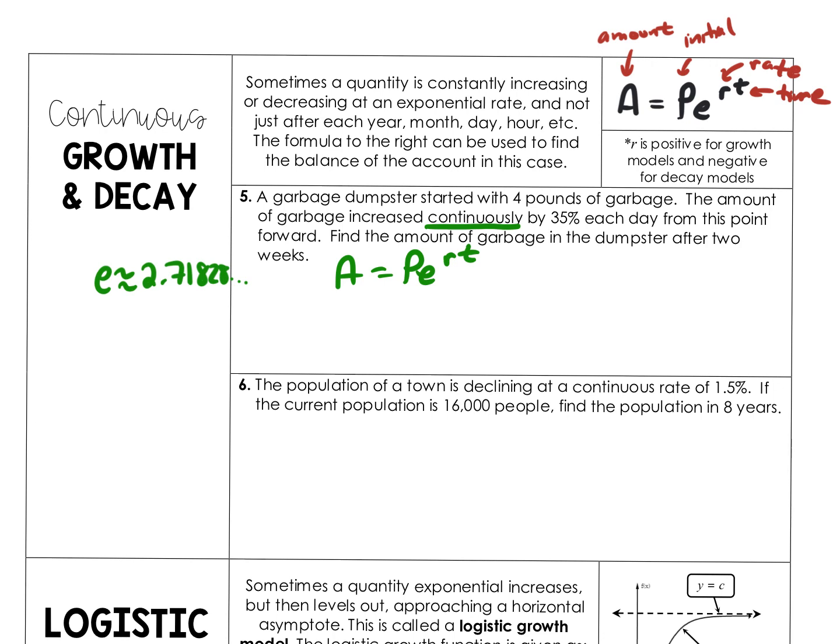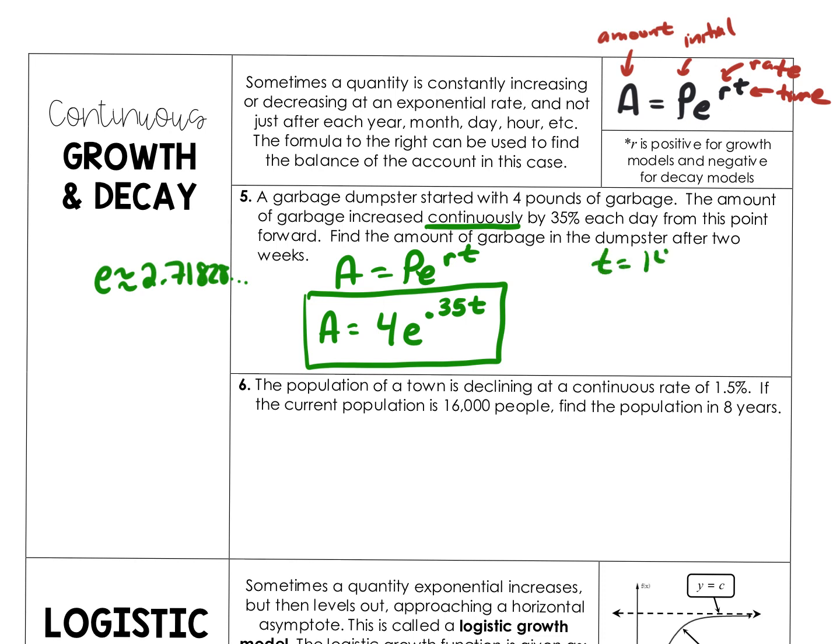Okay? So I'm going to start with 4 pounds of garbage. e is some number. I don't change that. My rate is 0.35, and I don't know the time. So this is my generic equation. And then obviously I'll plug in my time. But I always want to start by figuring out what the equation is. And then I know my time is 2 weeks, which is 14 days, which I can plug in.